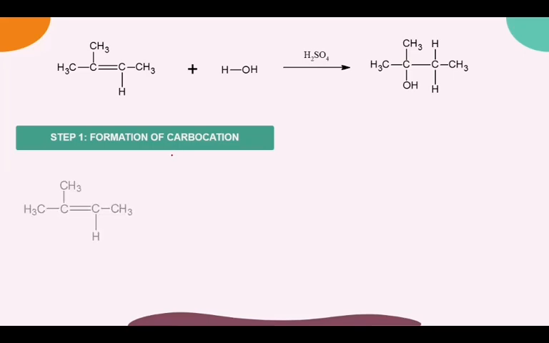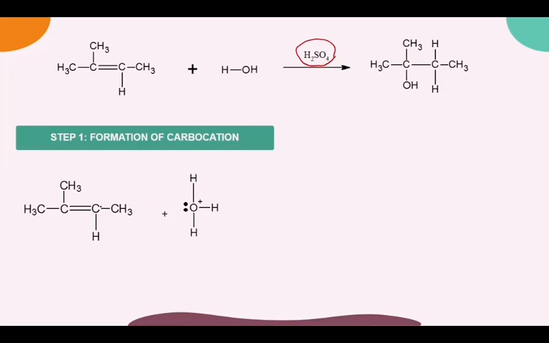So first, you copy back the structure of the alkene involved and you expand the C-C double bond, because we are going to show the movement of electrons in the mechanism. So the first step, this alkene will react with H3O+. H3O+ here is from our acid H2SO4. This acts as the catalyst in the reaction.